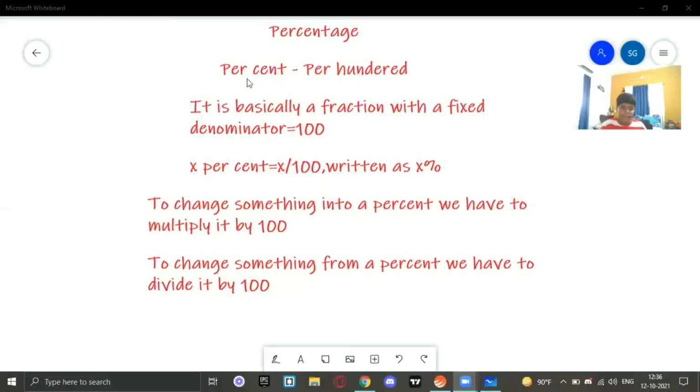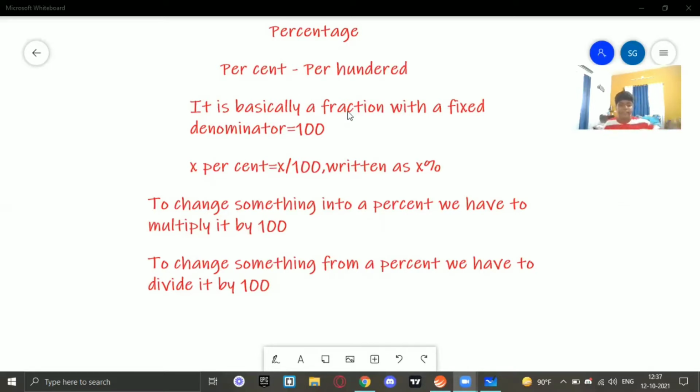So I'll first revise a few rules that we did in our last class, and after that we'll start. So percentage, the word percent means per 100. It is basically a special fraction with the denominator as 100. So x upon 100 will be x percentage sign. In words, it will be x percent. If you have to change something into a percent, you have to multiply it by 100, and to change something from a percent, you have to divide it by 100.